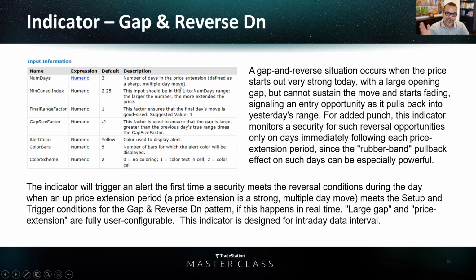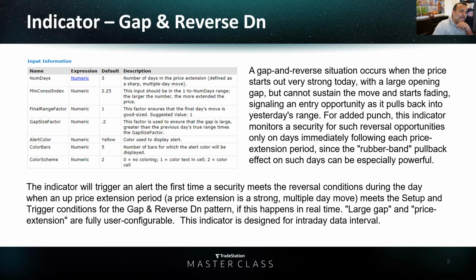So whenever you have the presence of an intense movement in price, whether up or down, you're measuring that and telling the indicator to look at a certain number of days. Now then it goes into a minimum consolidating index, which is, this input should be in the 1 to num days range. So 1 to this other input that we talked about earlier. And the larger the number, the more extended the price. So this is kind of measuring the extension, you know?